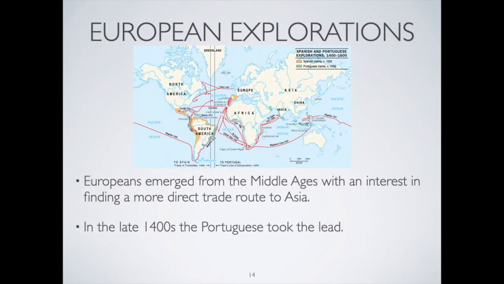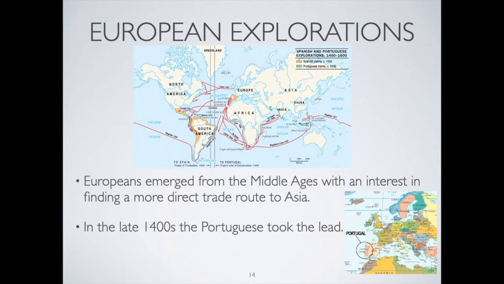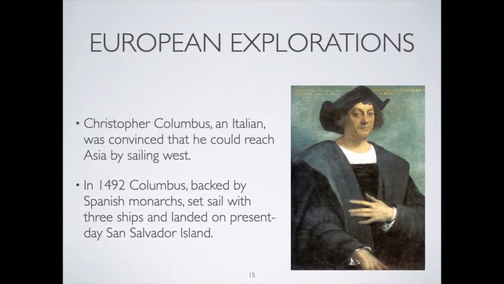European explorations. Europeans emerged from the Middle Ages with an interest in finding a more direct route to Asia. In the late 1400s, the Portuguese took the lead. Christopher Columbus, an Italian, was convinced that he could reach Asia by sailing west. In 1492, Columbus, backed by Spanish monarchs, set sail with 3 ships and landed on present-day San Salvador Island.